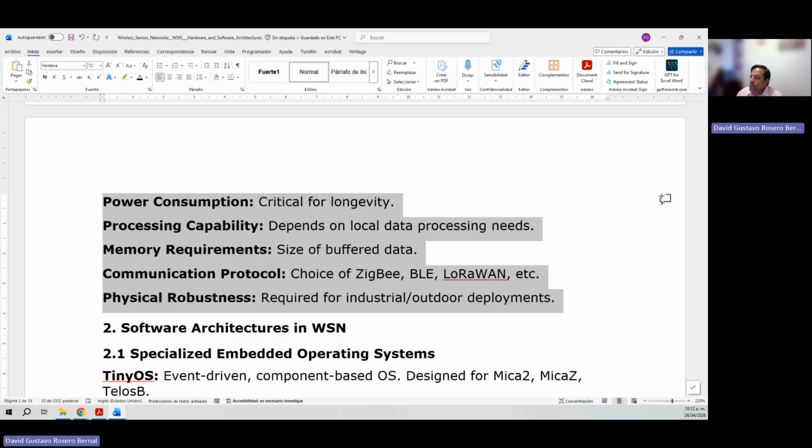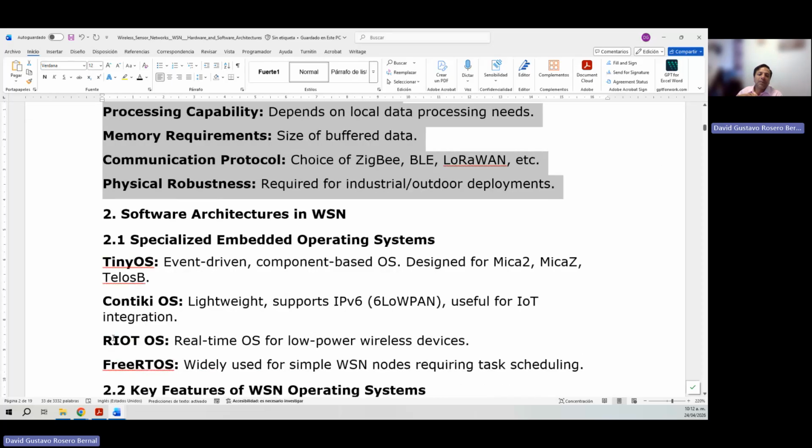And finally, we need to consider as well the physical robustness of the solutions. These devices are intended for industrial and outdoor use and must tolerate temperature extremes. They must tolerate as well humidity and sometimes refrigeration.